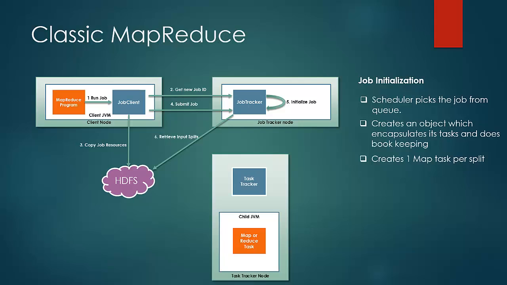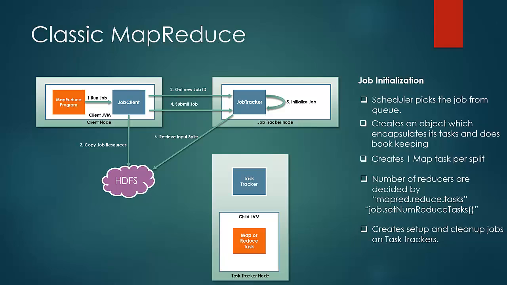The number of reducers is decided by the property mapred.reduce.tasks or can be set up by the job.setNumReduceTasks function in the driver program. It has a default value of 1, but it is advised that it is customized to a higher value depending upon the size of the cluster to draw advantage of parallelism in the reduce phase as well. Job tracker also creates setup and cleanup tasks that need to be run before and after the MapReduce tasks run on the task tracker node.